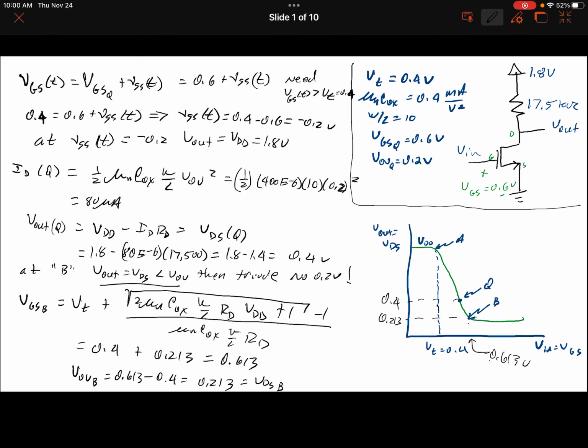So we know up here at point A, we've got VGS is equal to 0.4 and VDS is equal to 1.8, which is VDD. And here we have VGS is equal to 0.6, and VDS would be 0.4. And then at point B, we have VGS is equal to 0.613, and VDS is equal to 0.213.